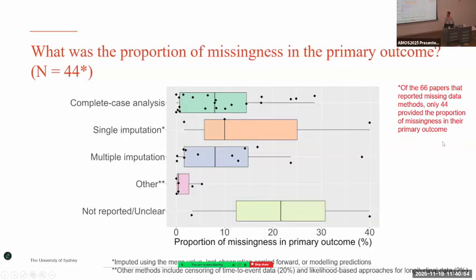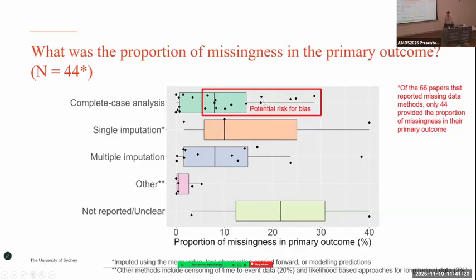And then here, I've plotted the proportion of missingness in the primary outcome for each analysis type, noting that only 44 papers had enough information to be included in this figure. So here, the proportion of missingness in the primary outcome ranged from 0 to 40%. And of the complete case papers, we can see that there is a significant proportion that had a high amount of missingness in the primary outcome. So these papers are quite at risk of selection bias.